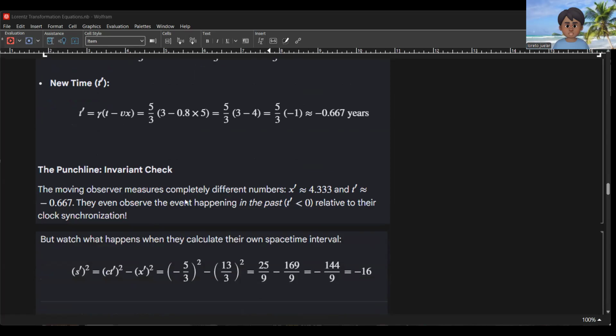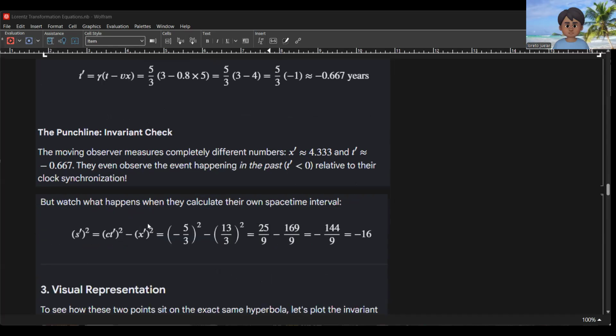So the moving observer measures completely different numbers: x prime equal to 4.333 and t prime approximately equal to negative 0.667. So they even observe the event happening in the past. t prime is less than 0 here, relative to their clock synchronization.